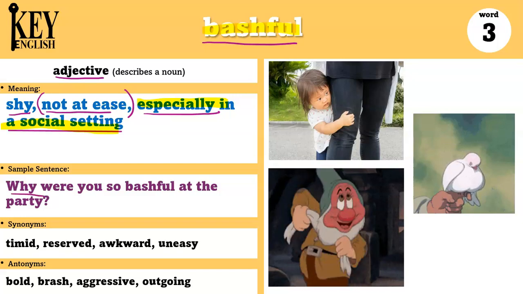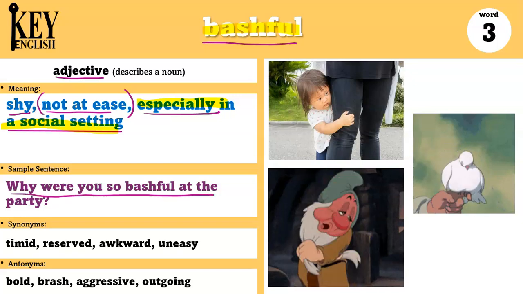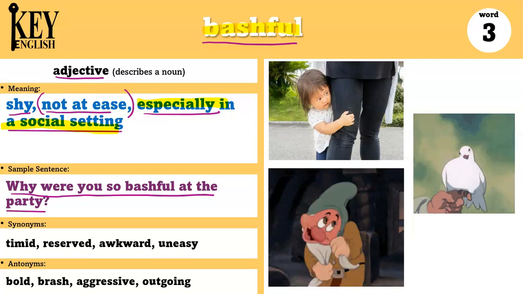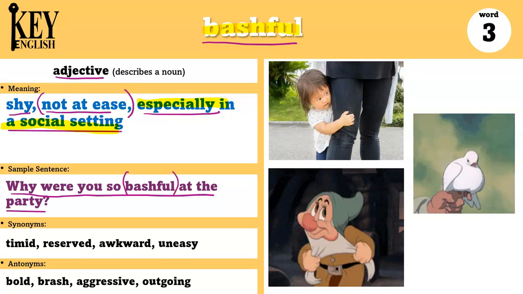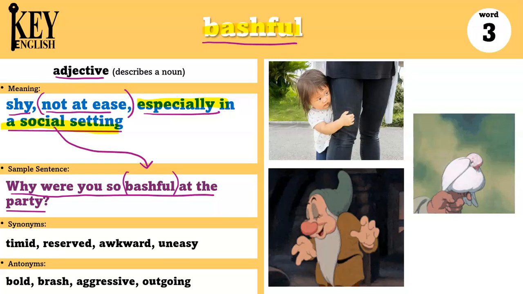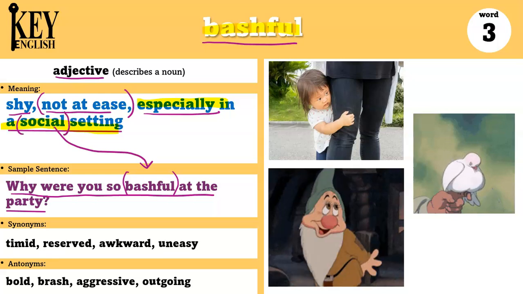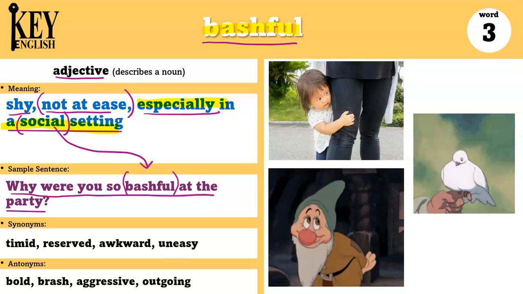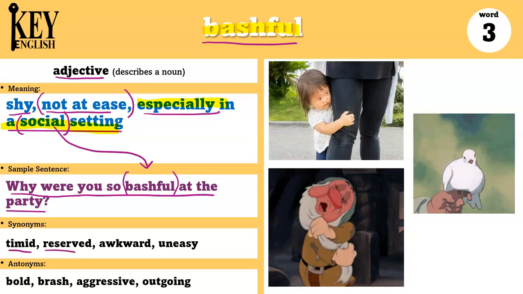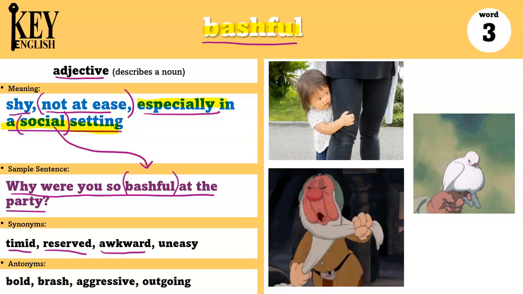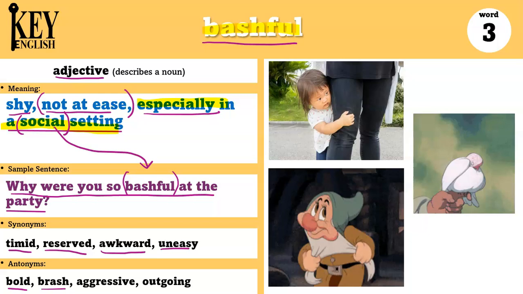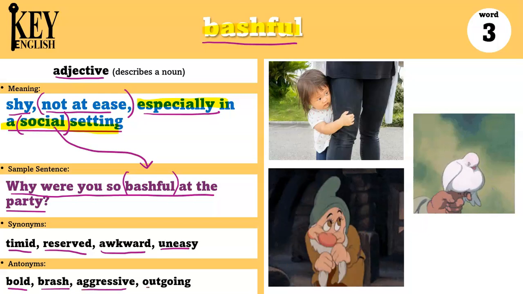The sample says, why were you so bashful at the party? So there was a party and the person was very shy at the party. They didn't want to talk to other people. They didn't want to be social. When you're social, it means you're talking with other people. Some synonyms are timid, reserved, awkward, uneasy, and antonyms are bold, brash, aggressive, and outgoing.